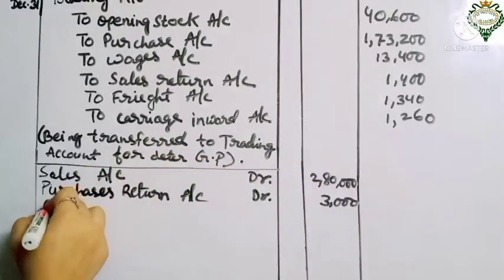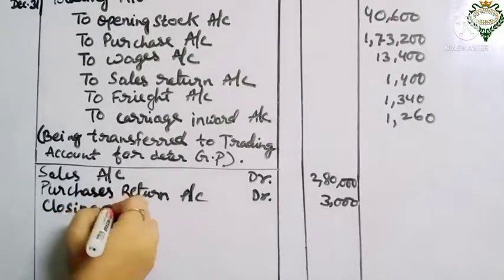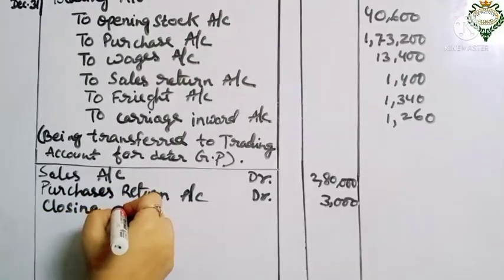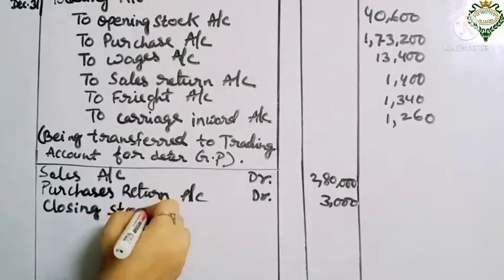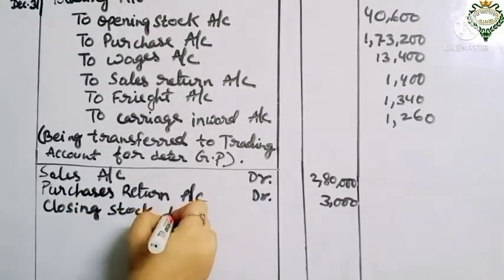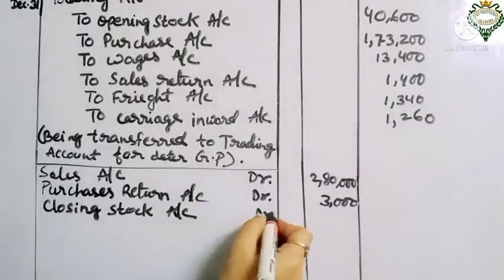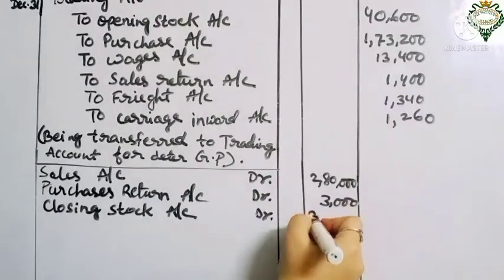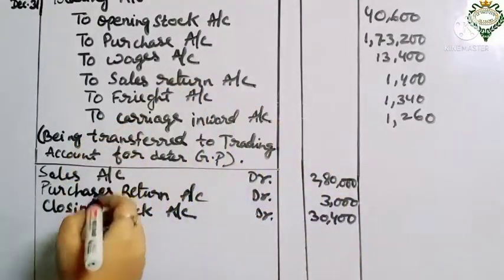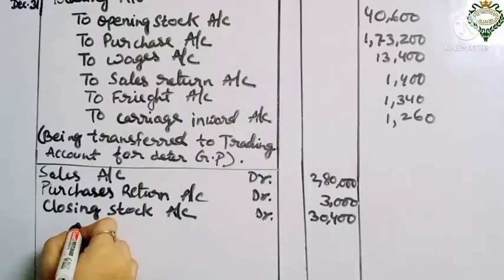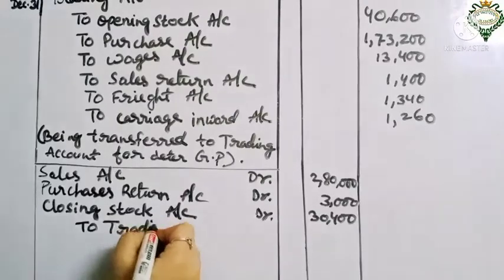Next is closing stock. Closing stock means the stock that is left at the end of the year with the company. So that is in the company, and that is why we have to record it as an income on the debit side. So closing stock account debit, and the amount is 30,400. And no more incomes are there. Now we will transfer to trading account.